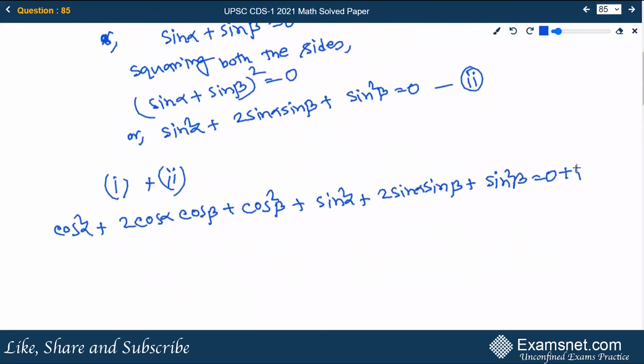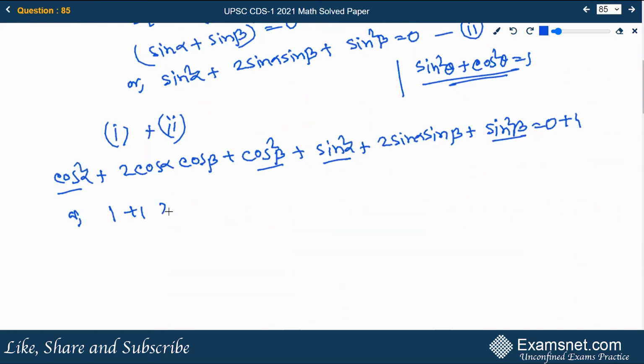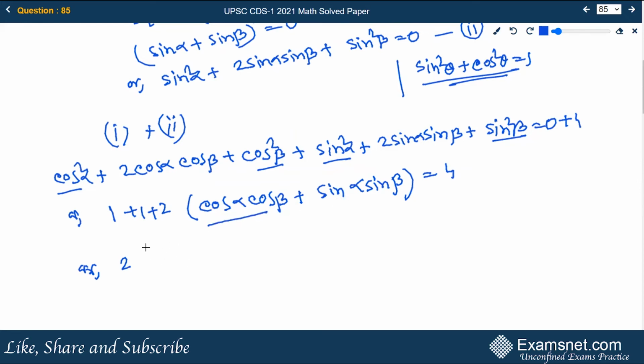So sine square alpha and cos square alpha will give us value 1. Cos square beta and sine square beta will give us value 1, because we know the standard identity sine square theta plus cos square theta results in 1. We have used that here. Now let's take 2 common. I can write 2 times cos alpha cos beta plus sine alpha sine beta equals 4. So that makes 2. There is a formula, cos alpha cos beta plus sine alpha sine beta equals cos alpha minus beta. Here 4 minus 2 is 2. So I can say it becomes cos of alpha minus beta equals 1.